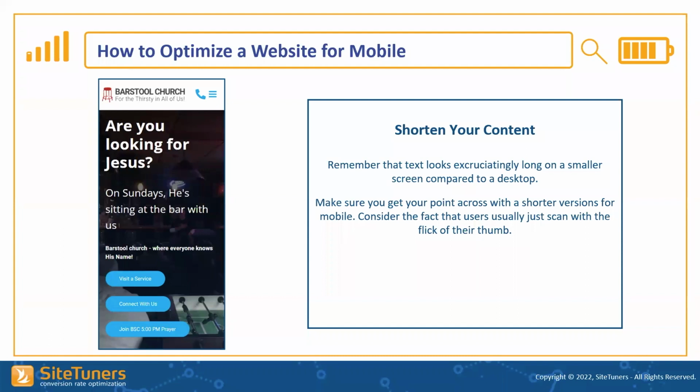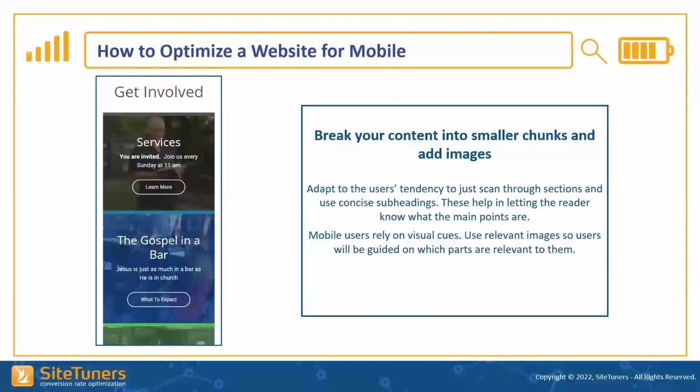So by making it shorter and easy to read and get your point across, it really makes the mobile website much easier to understand. Another example, when you scroll down on his page a little bit further, is breaking your content into smaller chunks and adding images, because we're visual in nature. By adding these images and making it what we call chunkable here, it's really easy for people to figure out what they want to engage with.